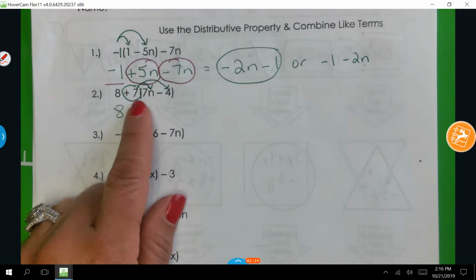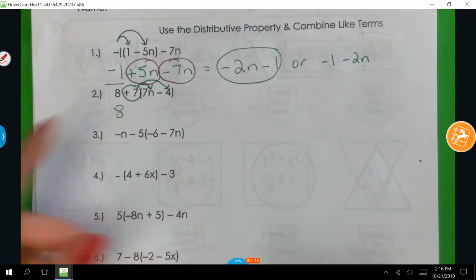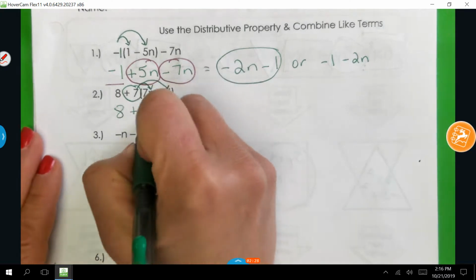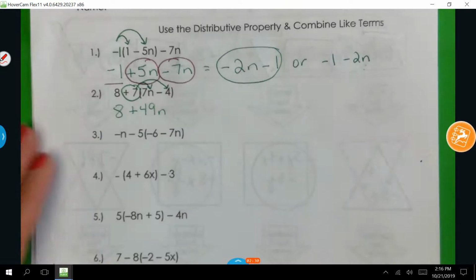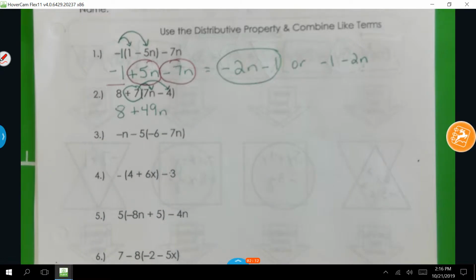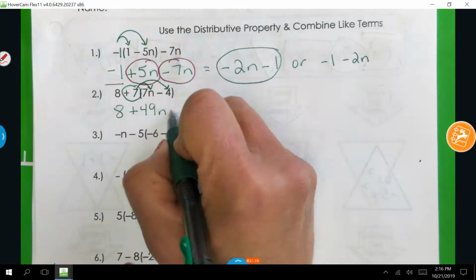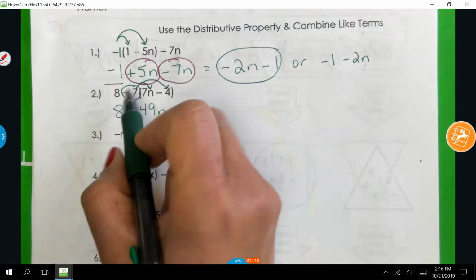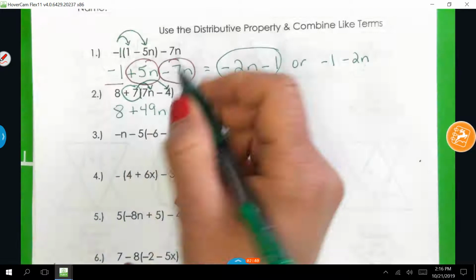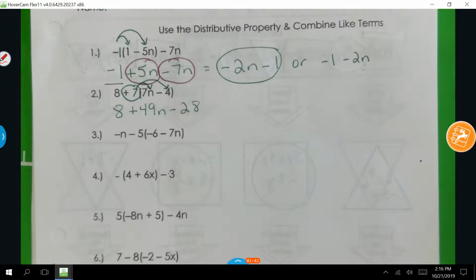What is 7 times 7? 49. So we're going to put 49n. And then 7 times negative 4 is negative 28. A positive times a negative: again, just take this line in front of it and think of it as that. So a positive times a negative is a negative 28.